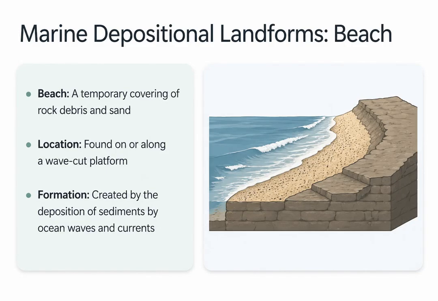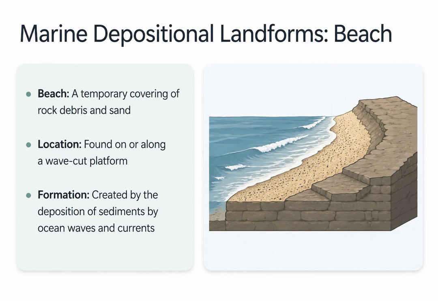Not all marine landforms are created by erosion. Many are formed by deposition. The most familiar depositional landform is the beach. A beach is essentially a temporary accumulation of loose materials, such as sand, gravel, and rock debris. These sediments are continuously deposited and reworked by ocean waves and currents, resting upon a gently sloping wave-cut platform along the shoreline.